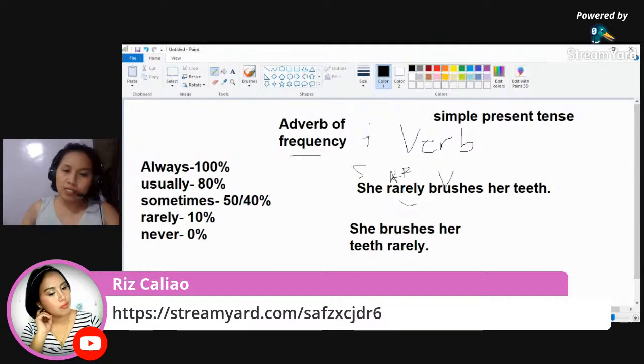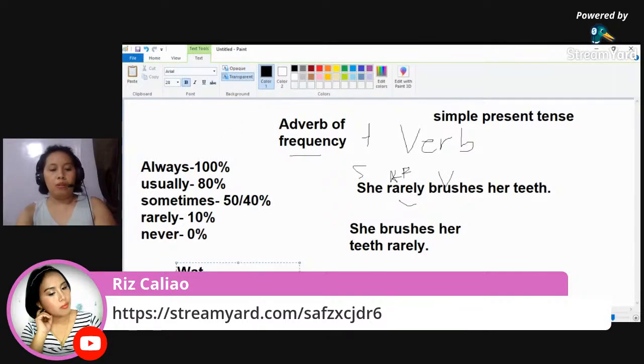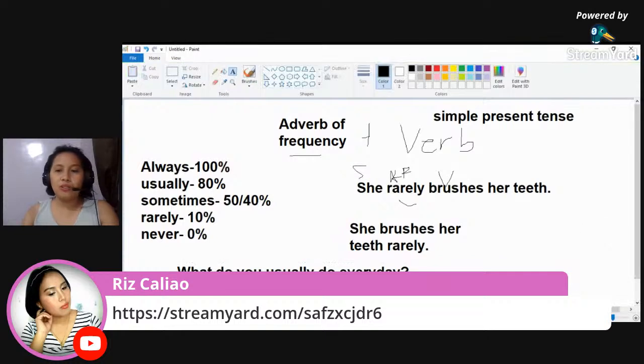So I hope everyone got it. Okay, so that is the adverb of frequency. So how about you guys? What do you usually do every day? So my question is, what do you usually do every day? Ilabas na yung English natin dyan. Uy! So guys, what do you usually do every day? Okay, I will wait for your response. You can type it on the comment section. Come on. Okay, again, the question is, what do you usually do every day?